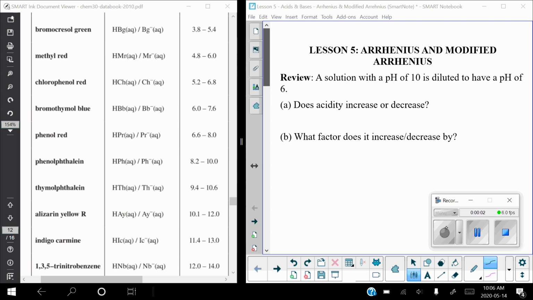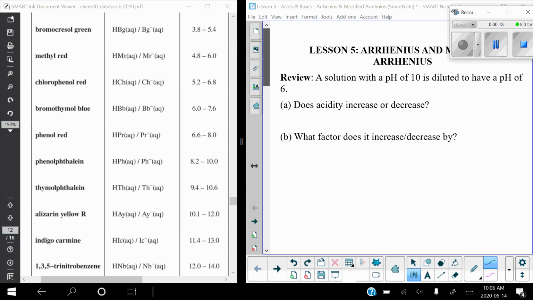Hello everybody, welcome to lesson 5. This is the last lesson of acids and bases. Today we will be talking about the Arrhenius and the modified Arrhenius theory. Before we get into that, we are going to do some review.